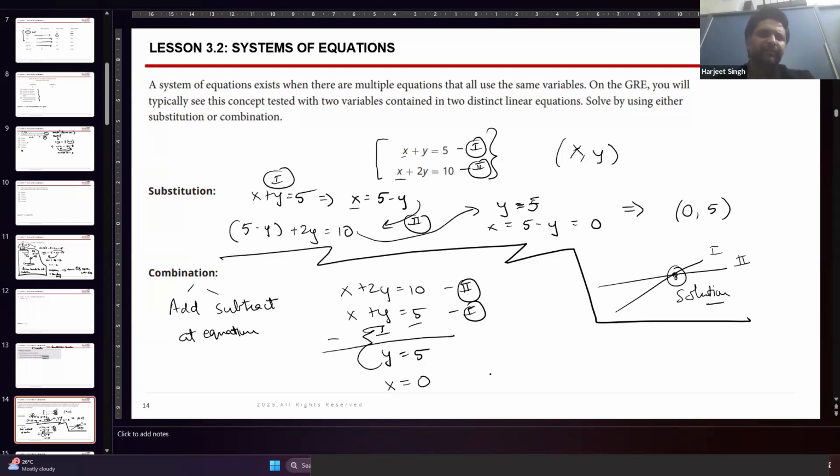Even if you subtracted 2 from 1, you'll get the same answer. Then you'll get minus y equal to minus 5, so y equal to 5. So it doesn't matter what is the order. But here I've taken 2 above 1 because the coefficient of y in the second equation is higher as compared to the coefficient of y in the first equation, which is why I subtract 1 from 2. Right? Okay. Next.